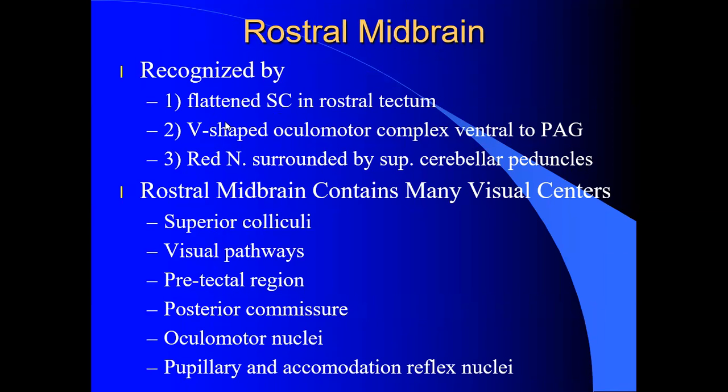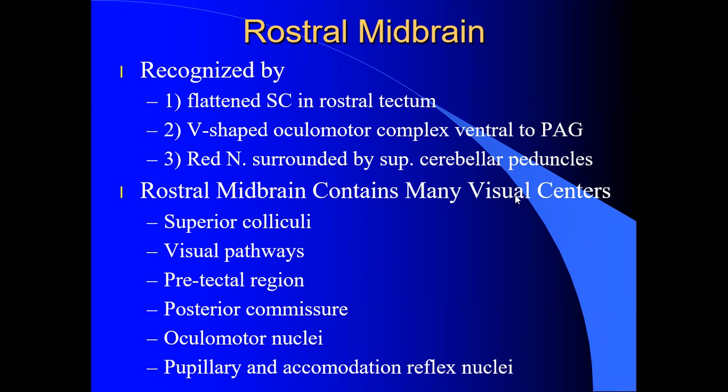We have a long distance to go today. So let's get up into the rostral midbrain. Now, the rostral midbrain shows you the superior colliculi, which aren't quite as ovoid as the inferior colliculus was. You have, in addition, the V-shaped oculomotor complex, which is going to be really important. That's all ventral to the periaqueductal gray. And then you have the red nucleus, which is in the rostral midbrain.